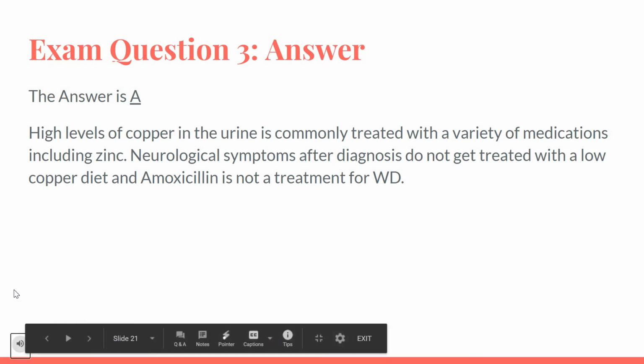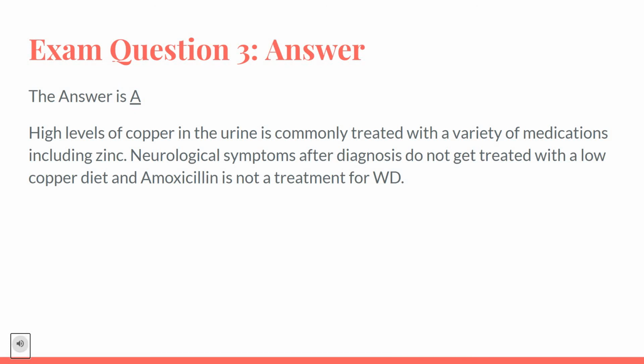So the answer for this exam question is going to be A, because high levels of copper in the urine are commonly treated with a variety of medications, including a zinc supplement, but B and C do not correspond with their treatment. While speech and writing issues are a symptom, a low copper diet isn't used to treat that neurological problem. And inflammation and necrosis of the liver is treated with medication, but not amoxicillin.